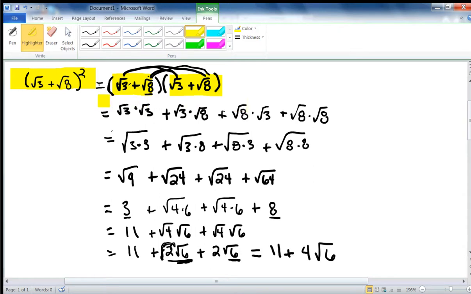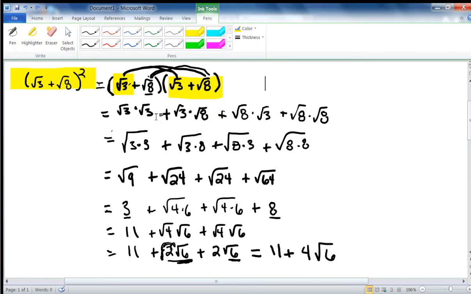Now, when you're doing these kinds of problems, which is pretty much from 78 to 84, you just have to keep in mind that some of you may remember using FOIL for these. You just have to multiply every term in the first set of parentheses by every term in the second set of parentheses. So I'm going to multiply this one by everything, and then I'm going to multiply this one by everything.